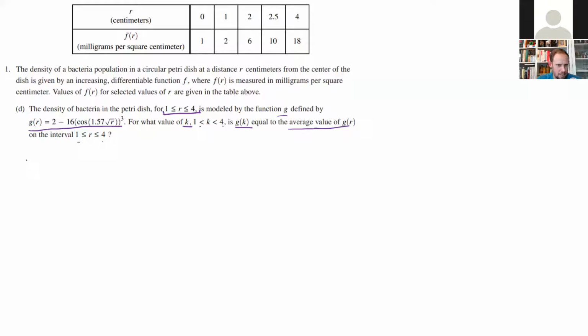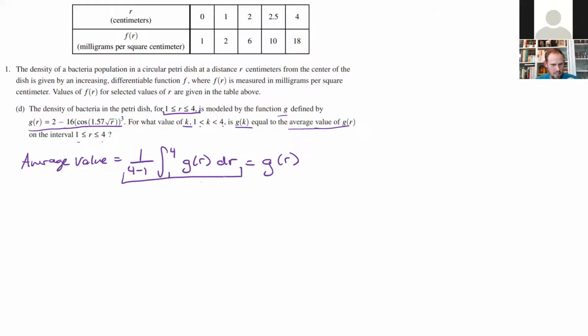Well, the first thing I want to do is find the average value. And average value is 1 over b minus a, so 4 minus 1, times the integral from a to b of the function. All right, so I'm going to find that, and that's going to be my average value. And then we want to know, when is it equal to that? So then I would take this function and set it equal to g of r. And then I'd be solving. So that might involve graphing and seeing where the 2 lines cross, or using a solver function on your calculator.